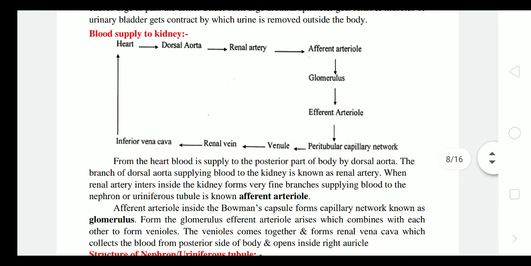Blood supply to the kidney. From the heart, the dorsal aorta carries blood to the kidney through the renal artery. By the afferent arteriole, blood enters the glomerulus. After filtration, blood comes out and passes through the peritubular capillary network, where reabsorbed material is also added to it. It then enters the venules, meaning small veins. Small venules combine to form renal veins, and renal veins enter the heart through the inferior vena cava.